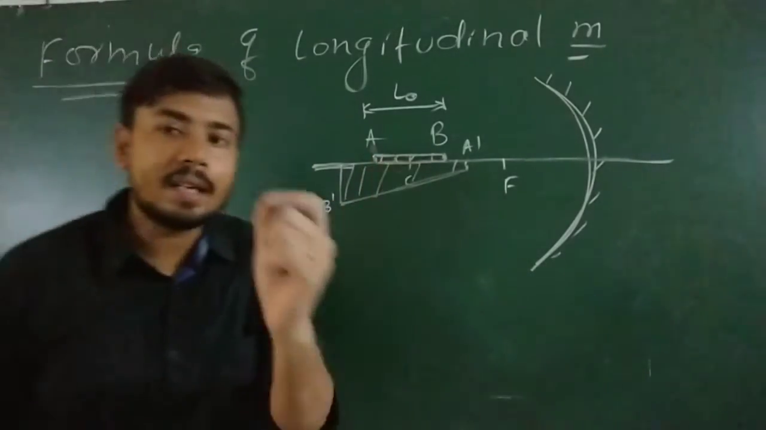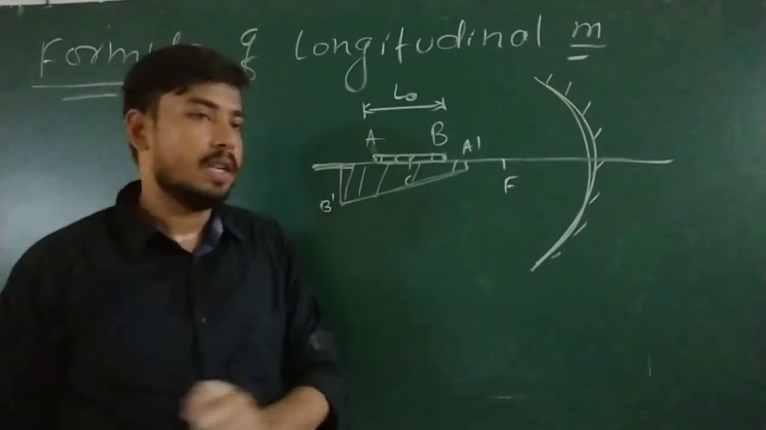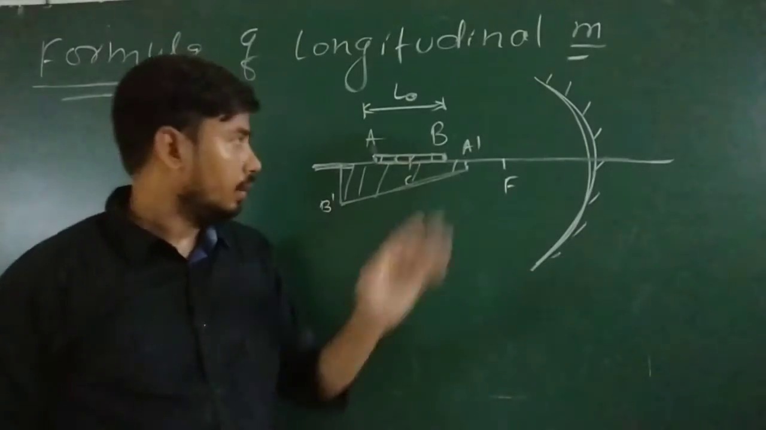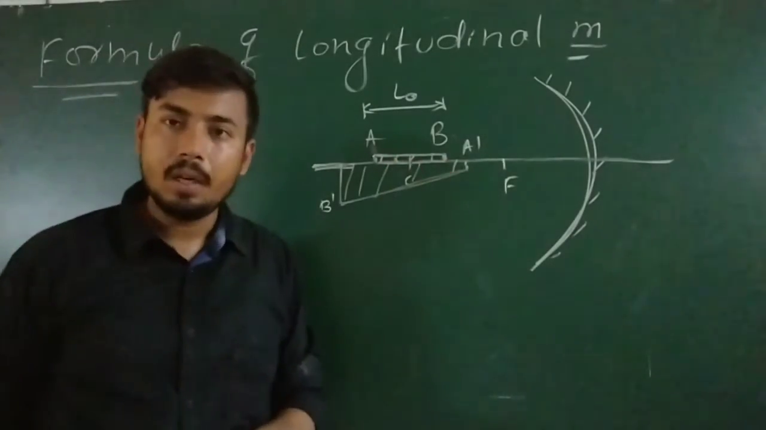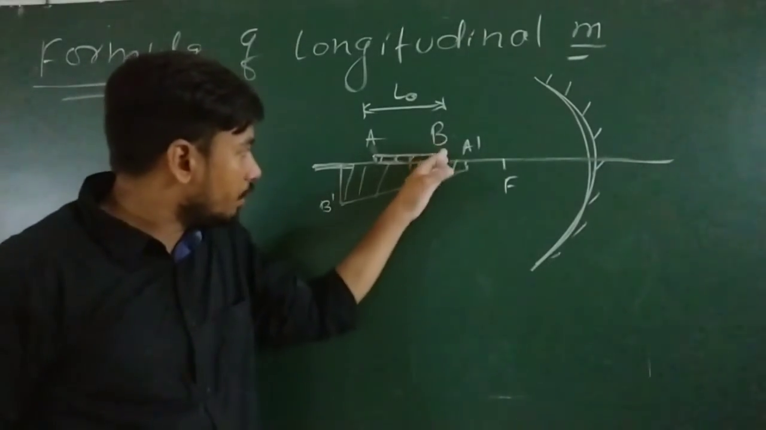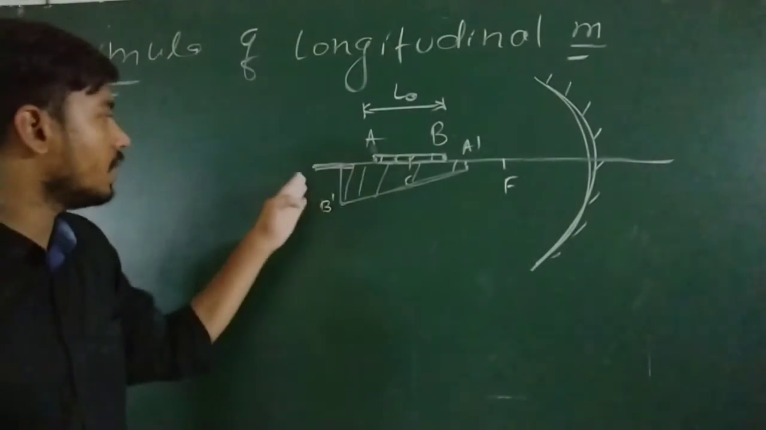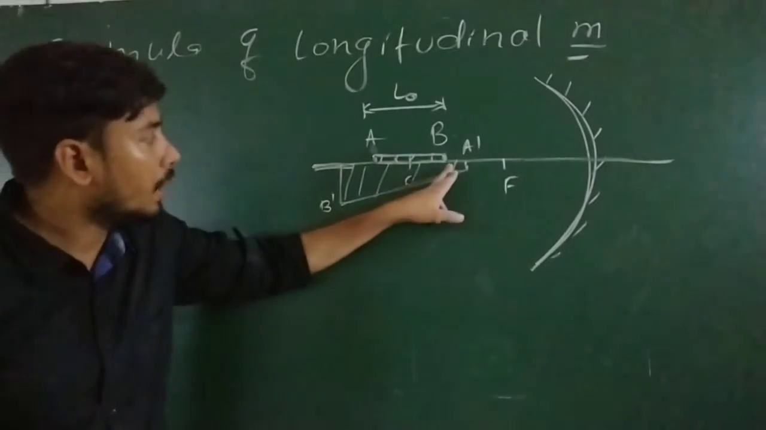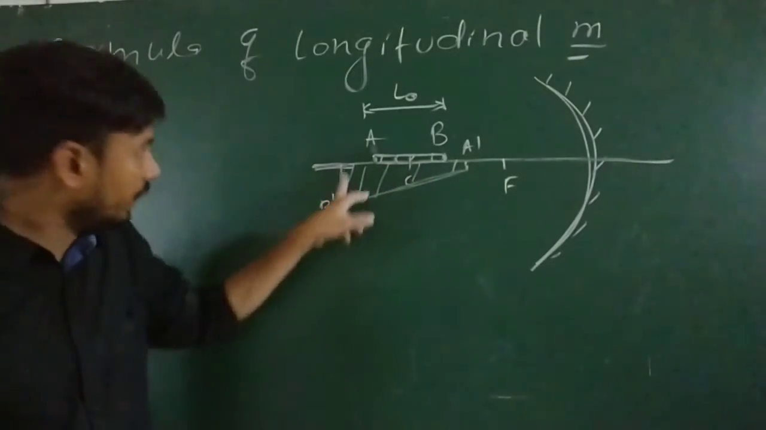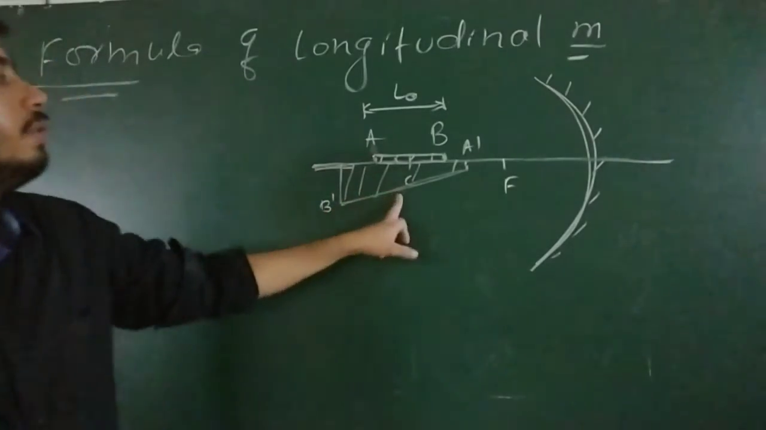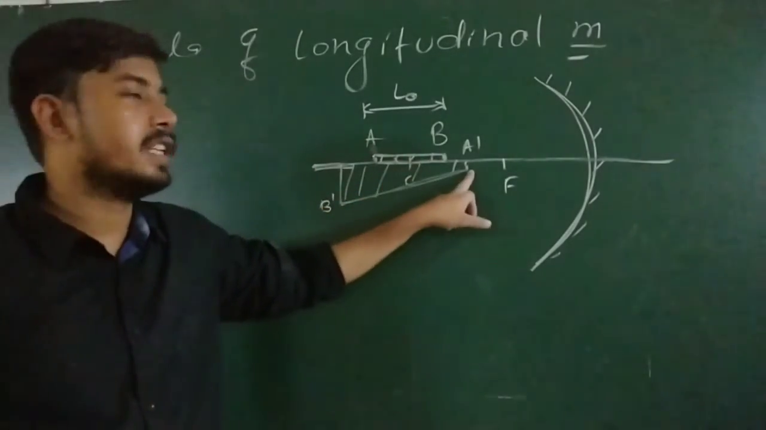So the object has different points. Some points are beyond C, some you can say are between C and F. Those points which are between C and F have their image beyond C, so beyond C and enlarged. So here B becomes B dash. And this A is between infinity and C, so its image will be between C and F and small in size.